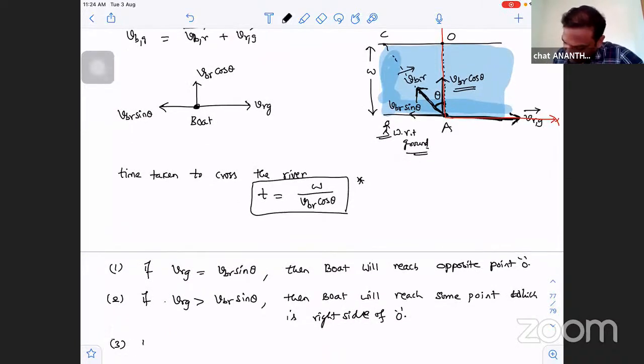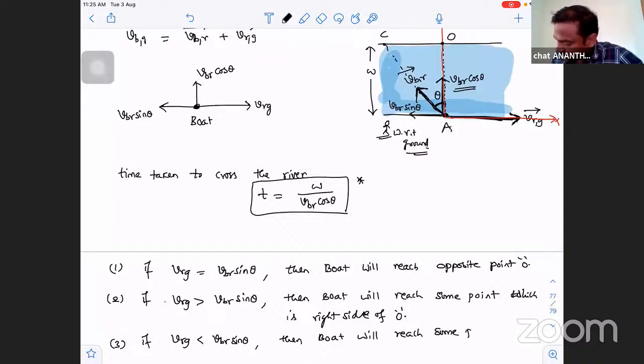The third statement is: if VRG is less than VBR sin theta, then the boat will reach some point which is on the left side of O. I think some of you understood. Remaining people, please think about what I'm writing.